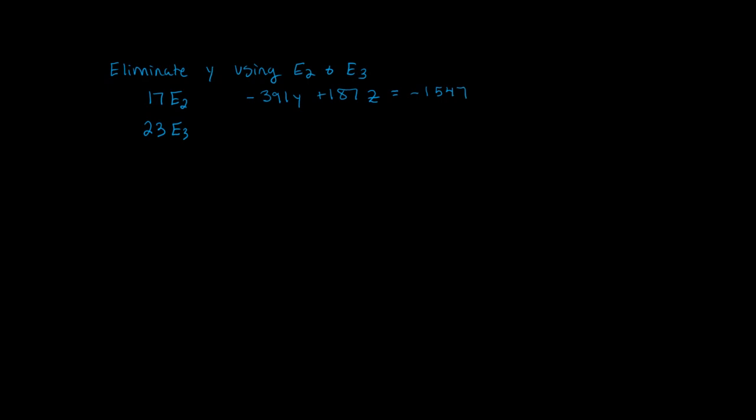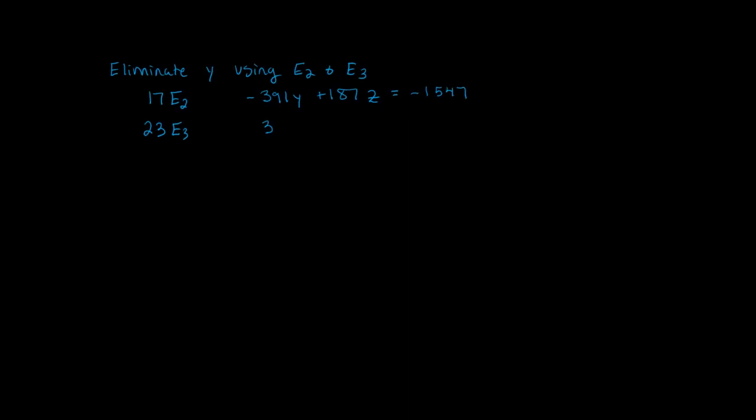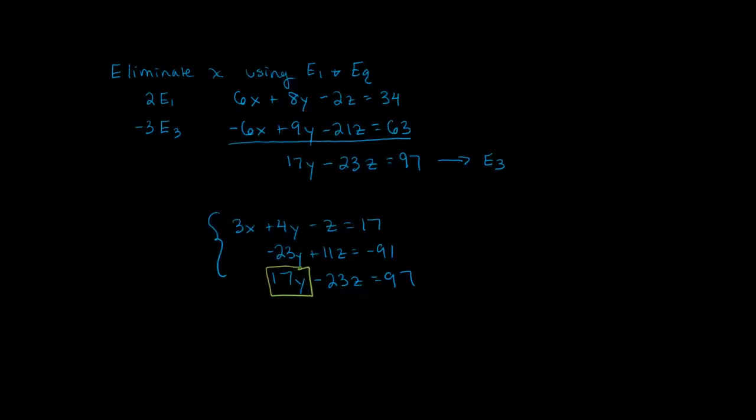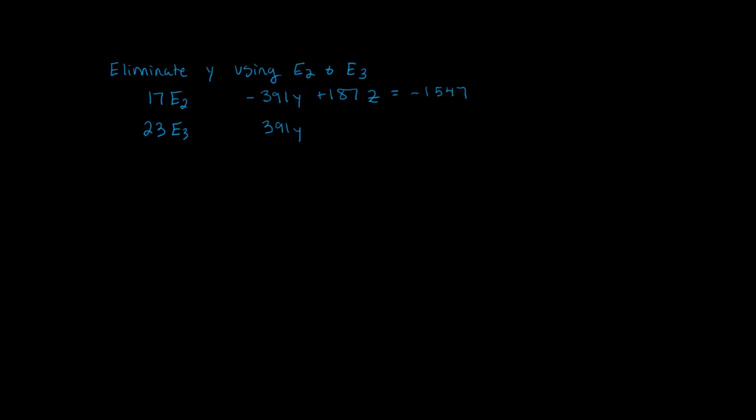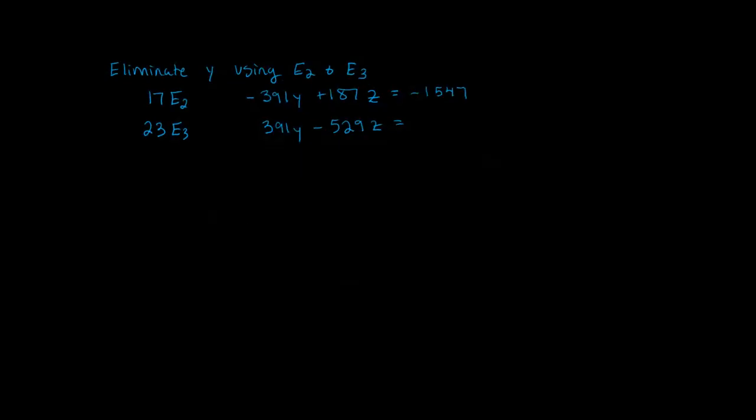Now I've got 23 times equation 3, so I'm going to take that third equation, multiply it by 23. So again, 23 times 17 is 391, so we get 391y. 23 times a negative 23, minus 529z, and then 23 times 97, 2,231. Large numbers here, a calculator is definitely required.